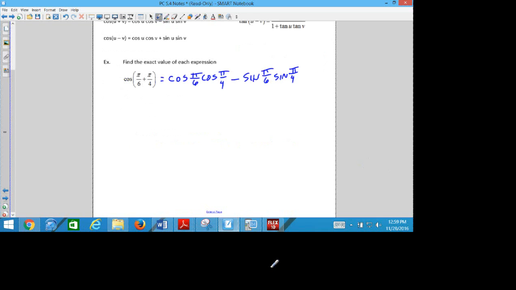But you do have to have memorized what's cosine of pi over 6. It's radical 3 over 2, and then the cosine of pi over 4 is radical 2 over 2, and then the sine of pi over 6 is a half, and sine of pi over 4 is radical 2 over 2.